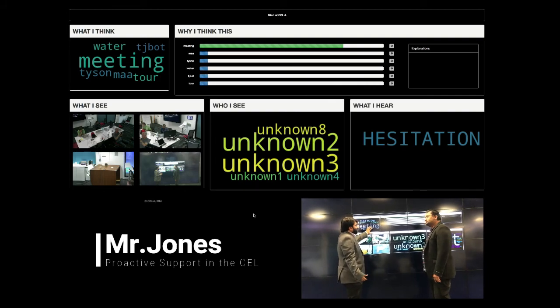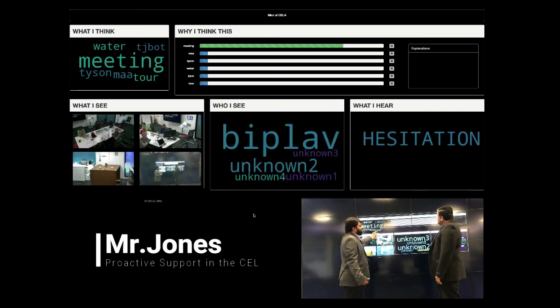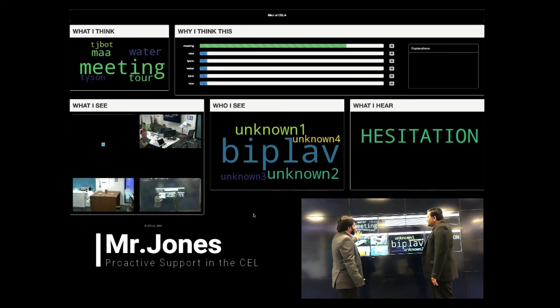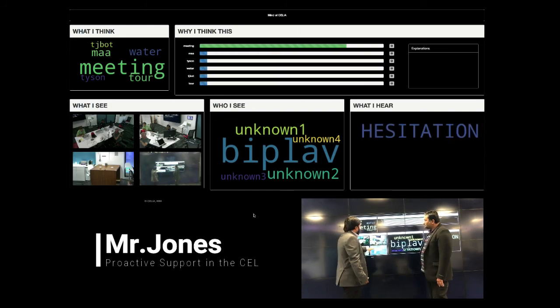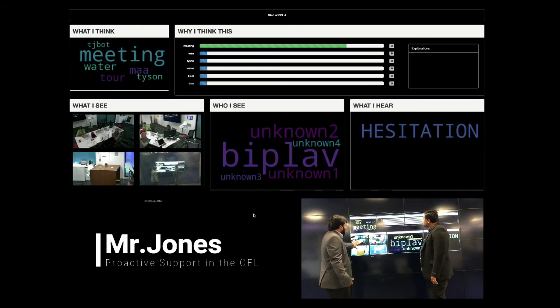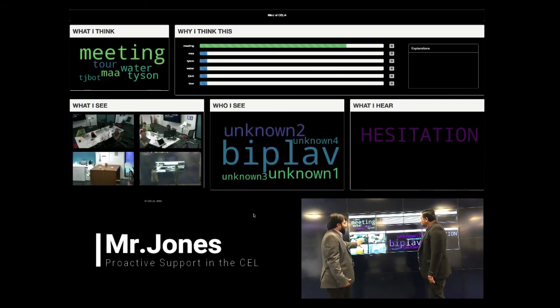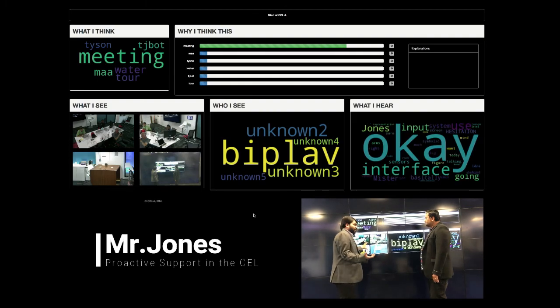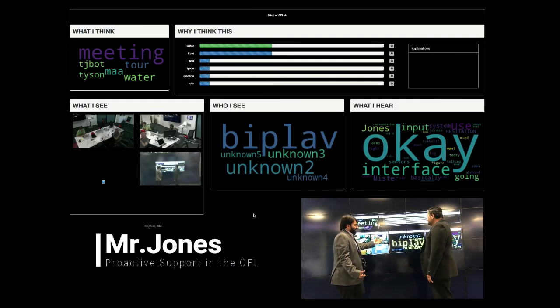So if you look at this, this is basically a representation of the Mr. Jones interface, okay? So let's call this the mind of the agent, the mind of Celia, okay? And it's basically made up of 5 main components. Sure. So over here on the bottom left, you will see something that says what I see. So this is a combination of 4 different visual camera feeds. Okay. So these are the visual sensors that are there in the room. Okay. And so the agent is able to identify, number 1, how many people there are in the room at any given time. And it also passes this through a recognition service.